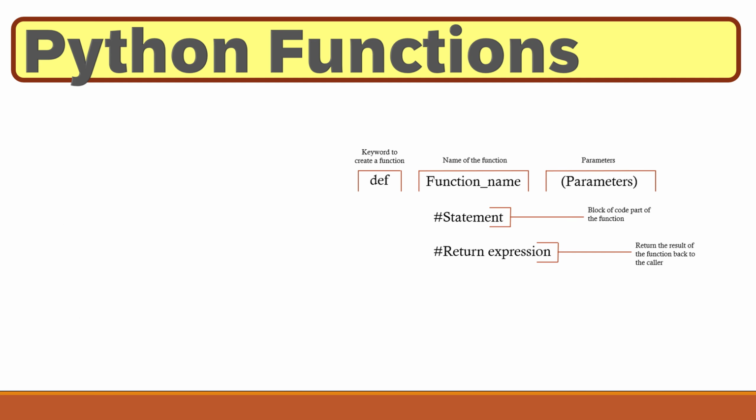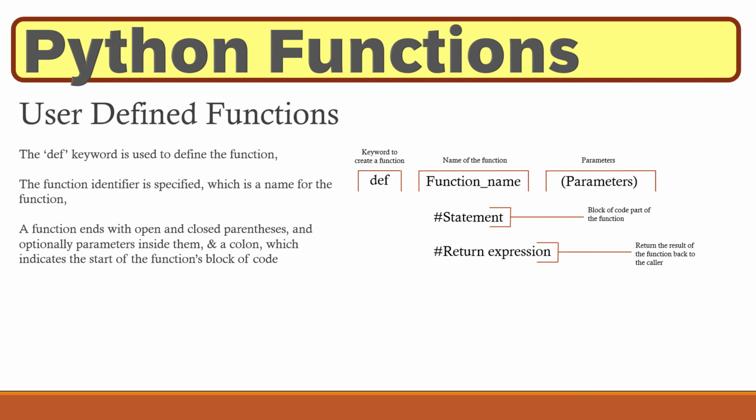And this slide is on creating our own user-defined functions. So when we create a function, or when we define a function, we use the def keyword, which is used to define the function. So we start off with def, then we specify the function identifier, which is the name for the function. So you give the function a name to identify the function, and then a function ends with an open and closed parenthesis, and optionally parameters inside them, and a colon, which indicates the start of the function's block of code. And sometimes we need to return the result of the function back to the caller, and this is where we specify a return statement.